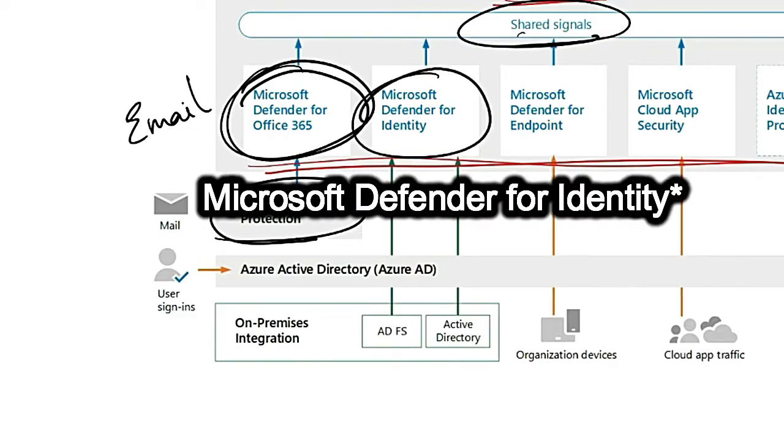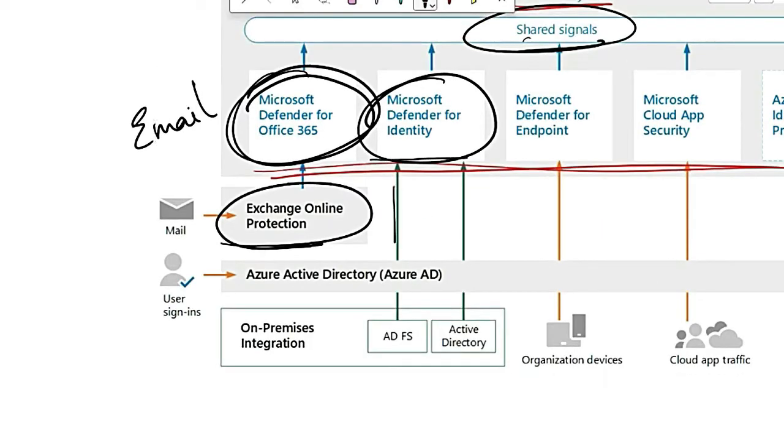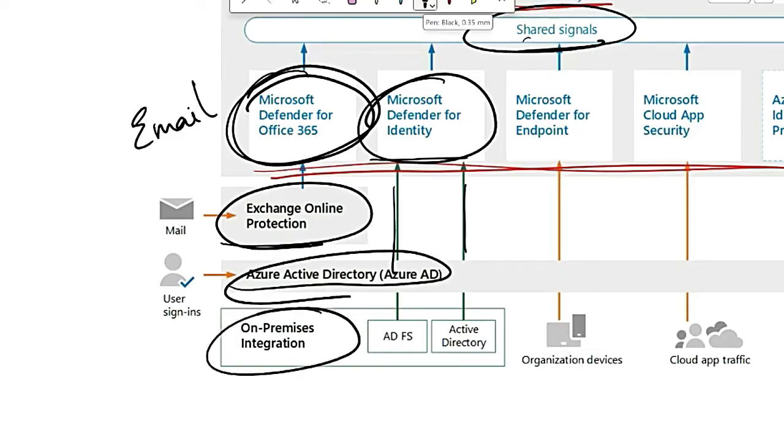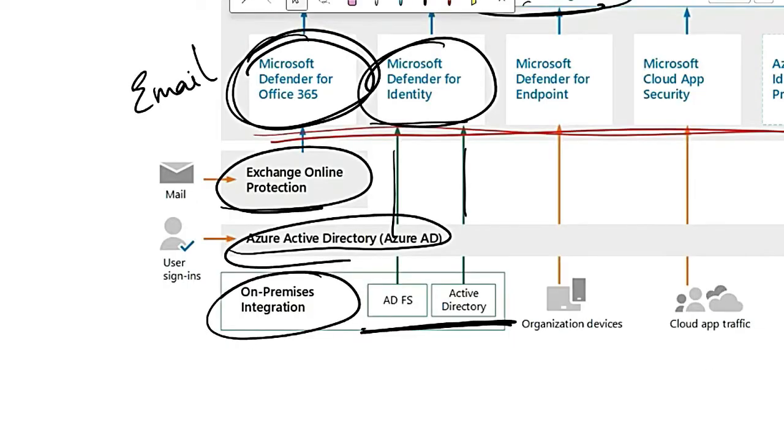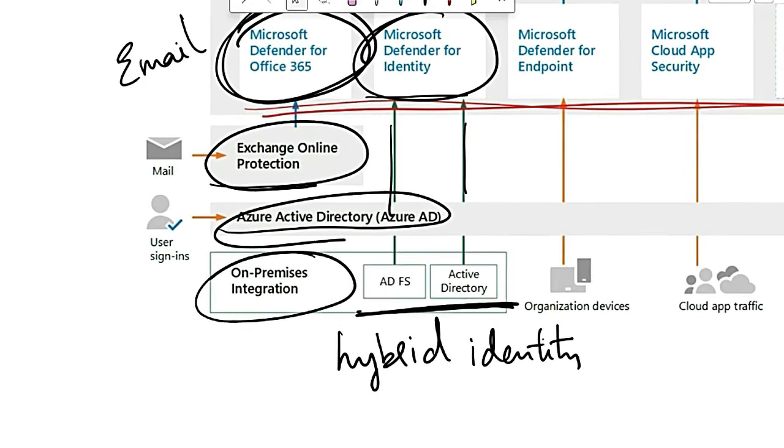And the next one is Microsoft Defender for Identity, MDI. Like you can see, this is getting the signals from Azure Active Directory as well as on-premise integration of ADFS, that is Active Directory Federated Services, and on-premise Active Directory Domain Services. So it uses these signals to protect your hybrid identity environment. This can protect against hackers that use compromised accounts to move laterally across workstations in the on-premise environments, okay?